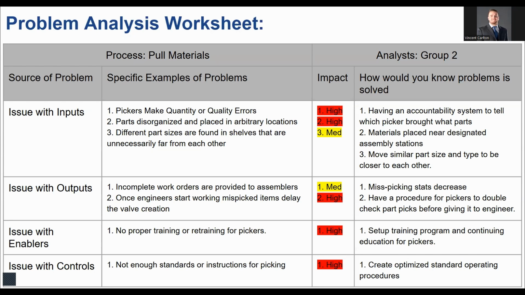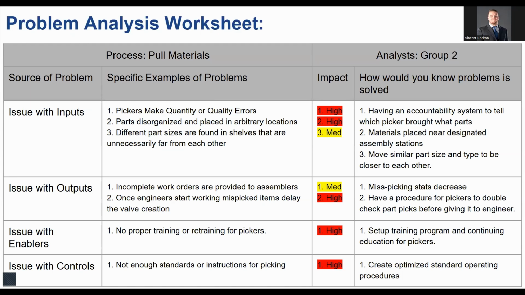Some examples of the identified problems include parts being disorganized and placed in unpredictable locations, which impacts the efficiency of the overall process. Work orders are completed and then delivered to assemblers, but sometimes the work orders aren't fully completed, which causes delays from there. It means that details have to travel back upstream.